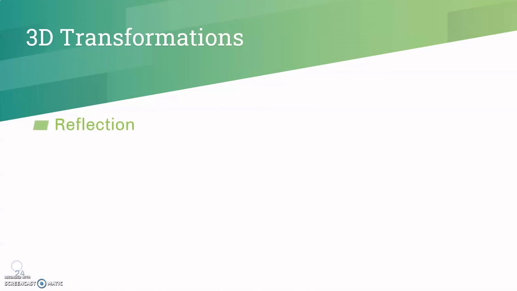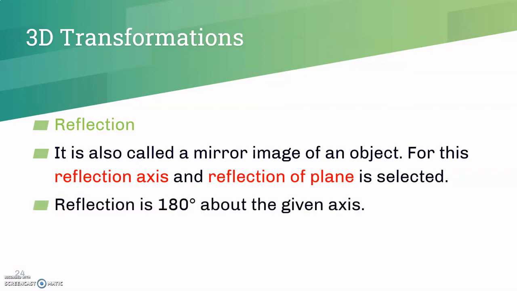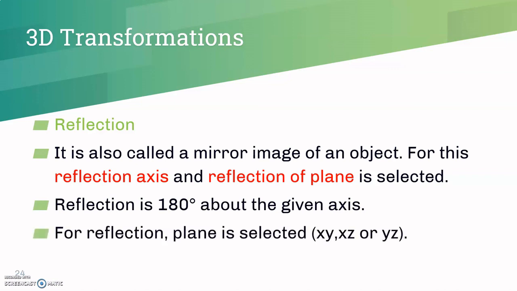Our next transformation is reflection. So it is also called a mirror image of an object. For this, reflection axis and reflection plane are selected. Okay. Along with the axis, we are selecting the plane also. Then reflection is 180 degrees about the given axis. And for reflection, the plane is selected as XY, XZ or YZ plane.